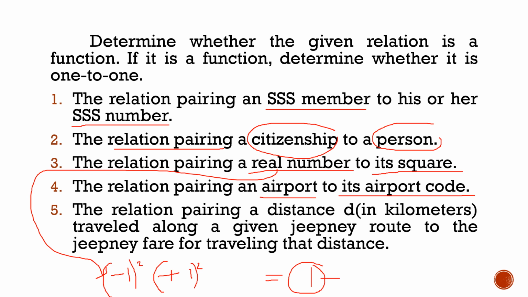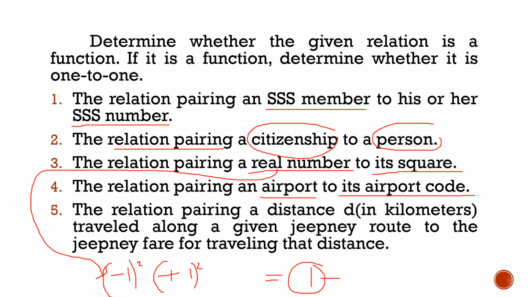So for number 5, the relation pairing a distance d in kilometers traveled along a given jeepney route to the jeepney fare for traveling that distance.